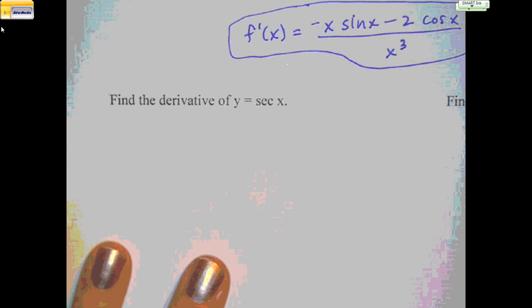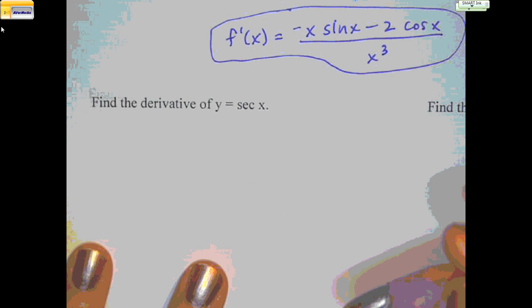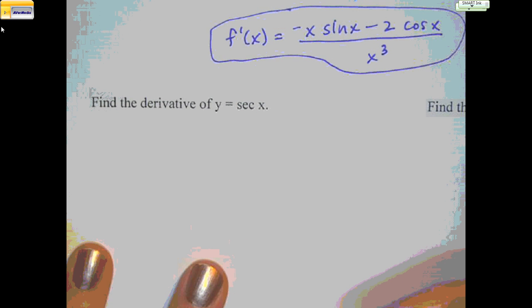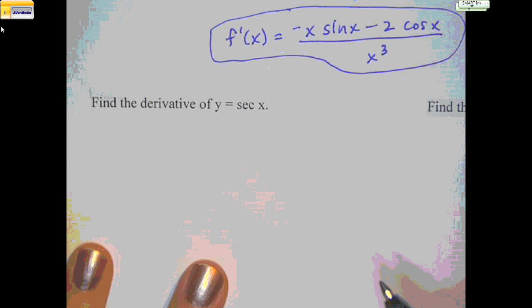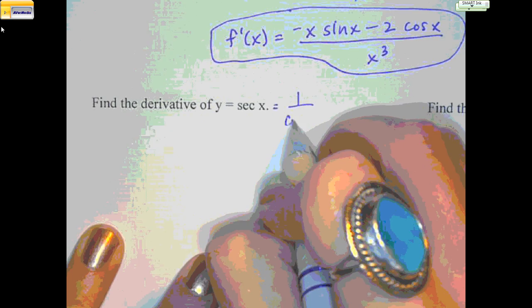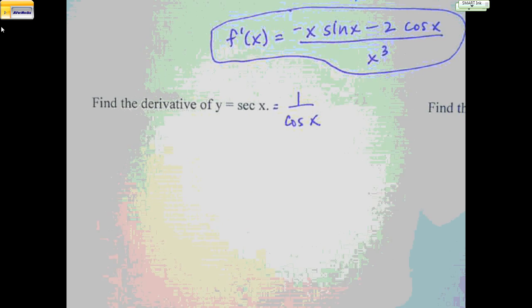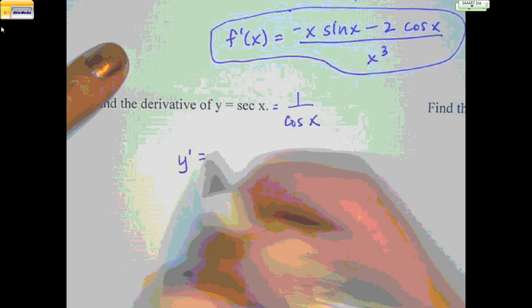Next one, derivative of secant of x. We don't have that memorized. We don't even know what that is yet because it's the first time you've seen this. How are we going to get it? Let's turn this into 1 over cosine of x, which means we're going to use what rule? Quotient rule.